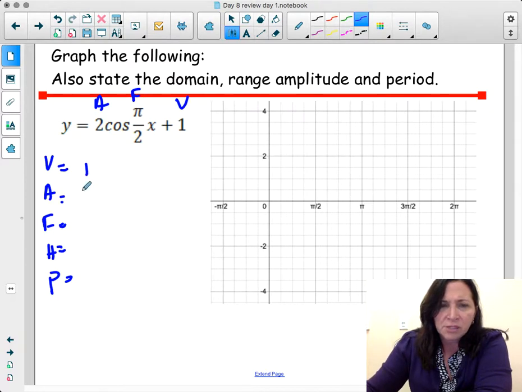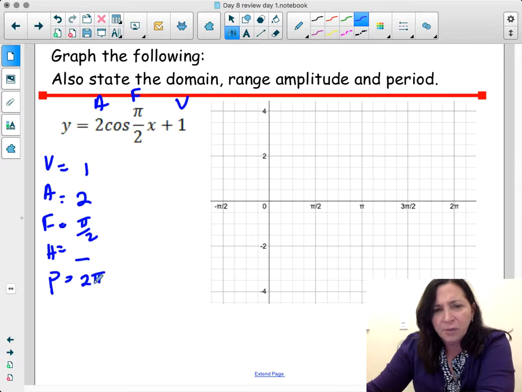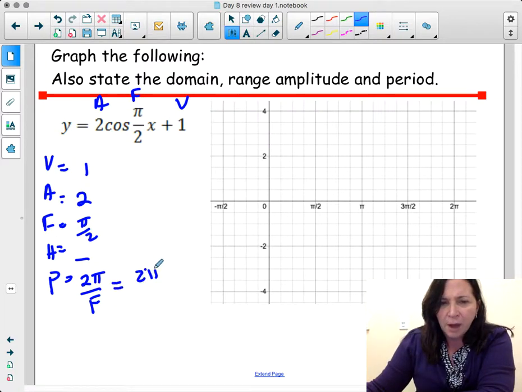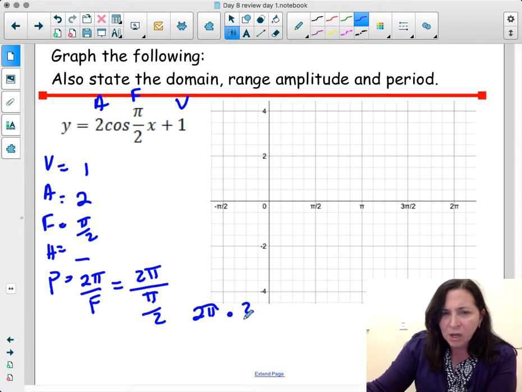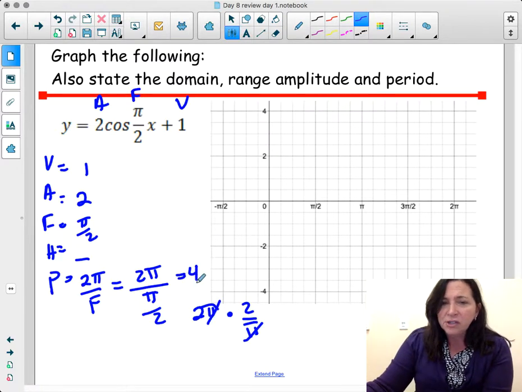My amplitude, which is in front of my sinusoid, is 2. Frequency is going to be pi over 2. Horizontal shift, unknown. And my period is 2 pi over my frequency. And if my frequency is pi over 2, what I have is 2 pi divided by pi over 2, which basically means that 2 pi divided by this is going to be 2 pi times 2 over pi, which my pi's are going to cancel, and my period is just 4.